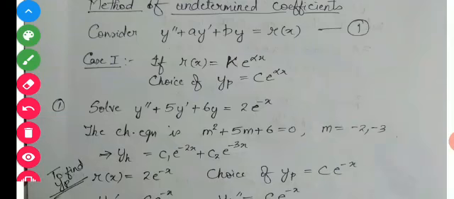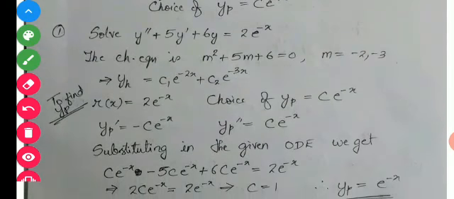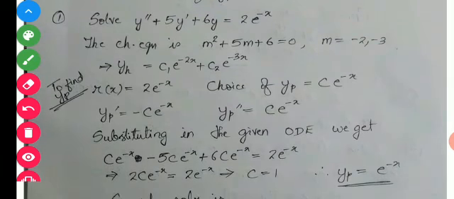Okay, the problem here is y double dash plus 5 into y dash plus 6y equal to 2 e raised to minus x. Now, as I told you, the solution of such an equation has two parts. One is yh and one is yp. How to find yh is just take this right hand side to be equal to 0 and solve it. Suppose the right hand side is equal to 0, then how do you solve it?